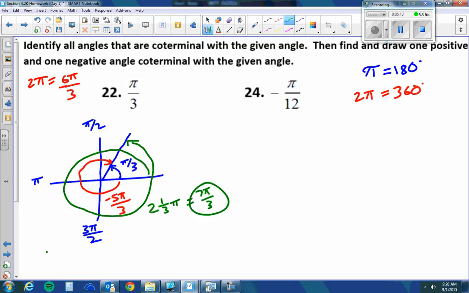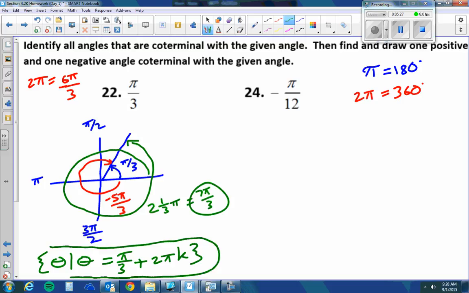Now, for the list of all of them, it's the same thing again. It's all angles such that it's, and I'll use the pi over 3 they gave me, plus 2 pi k. Where once again, k is an integer. So the same idea is just 2 pi radians, 360 degrees.